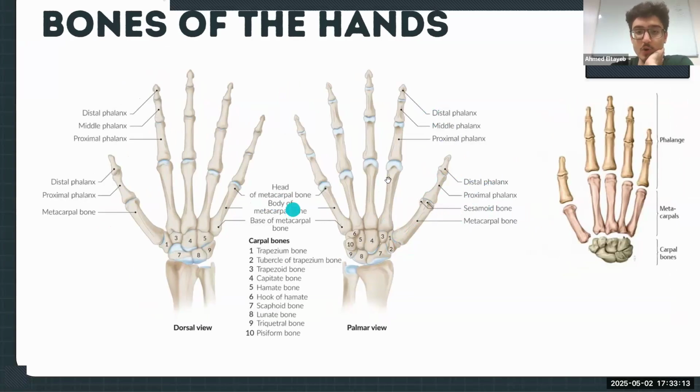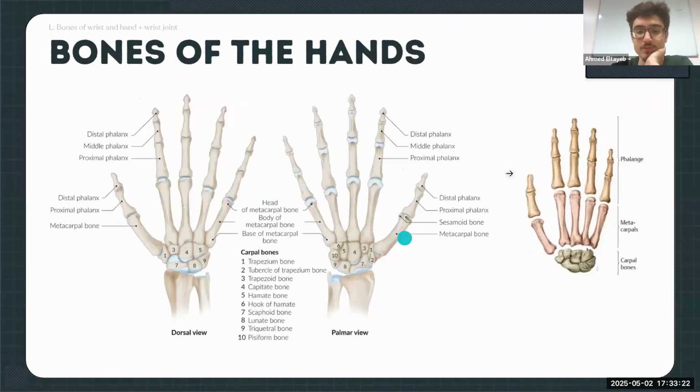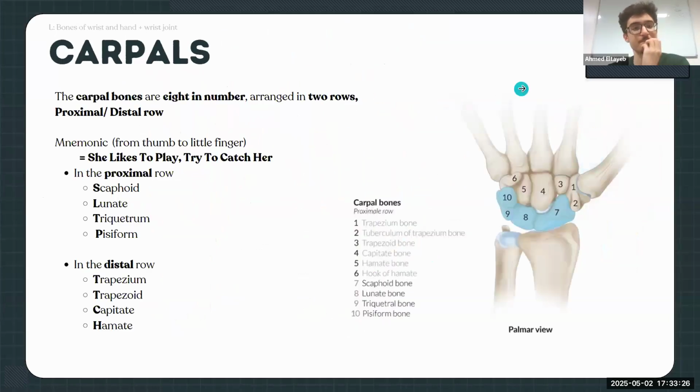But for all 4, we have a metacarpal bone, and then we have a total of 8 carpal bones. So let's talk now about the carpals. We said that we have 8 carpal bones, right? I took this mnemonic from your transcription. I think it was by your BLC. So I guess I need to thank her for that.